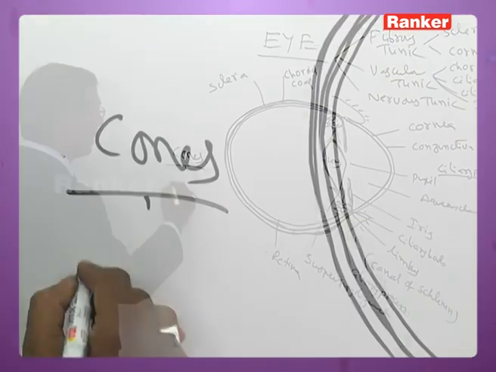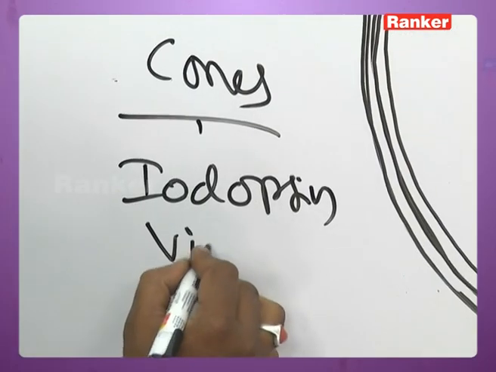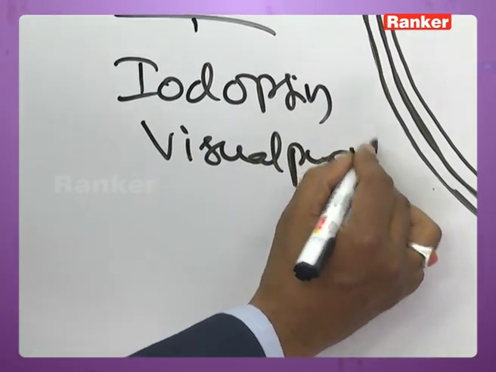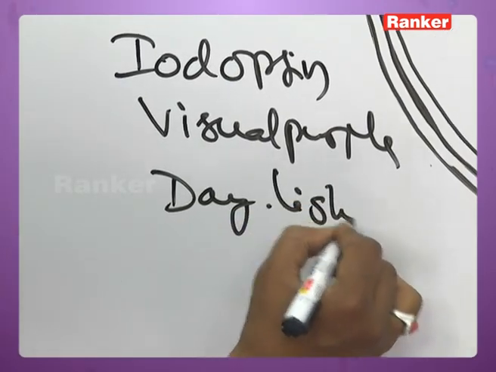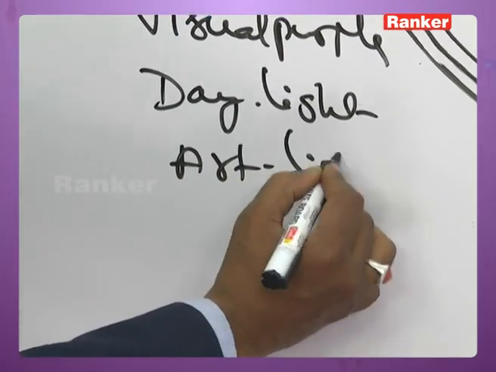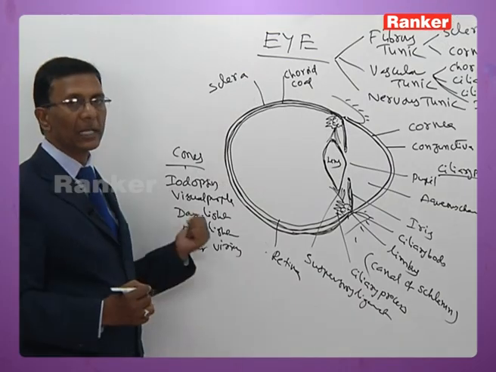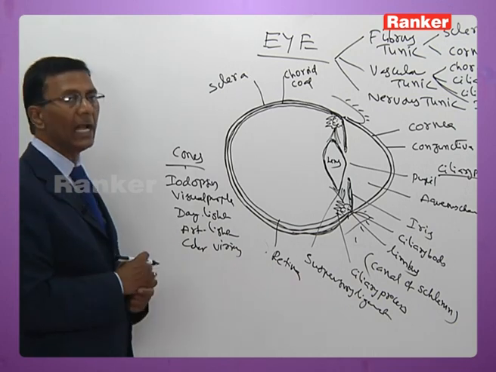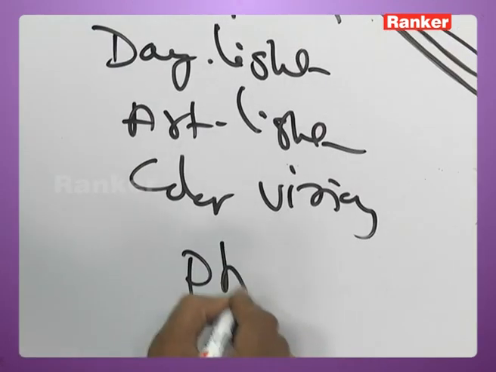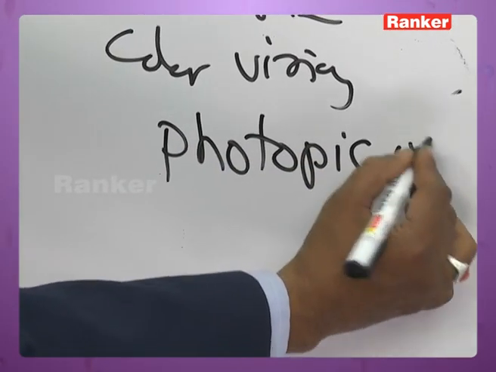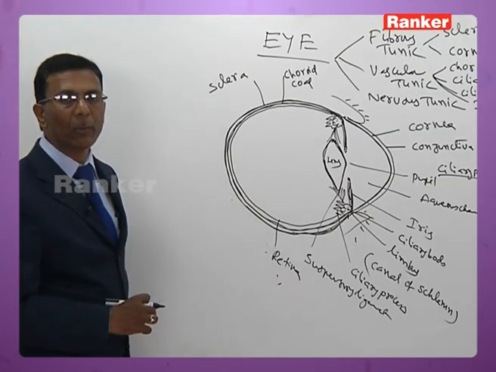Cones are made up of a pigment called iodopsin. Iodopsin is also called visual purple. And iodopsin is responsible for daylight vision, artificial light, and color vision. The vision that is contributed by cones is called photopic vision.